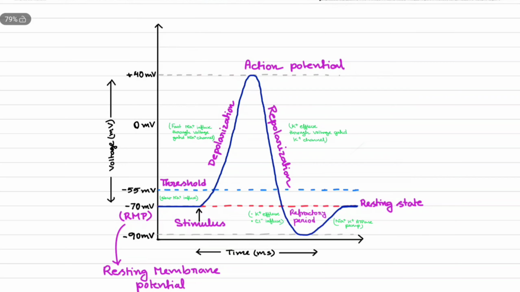After that, when the potential reaches minus 90 millivolt, the sodium potassium pump gets activated. The potassium channels also get closed and the chlorine influx also stops. So the curve then rises again up to minus 70 millivolt, which is the resting state.